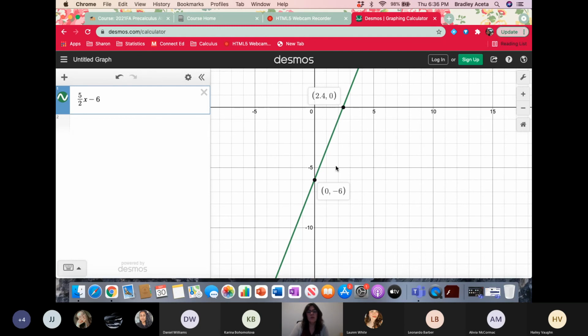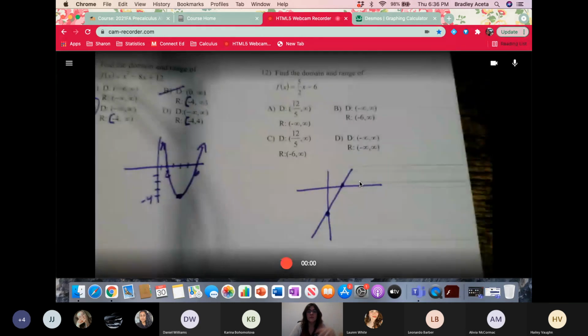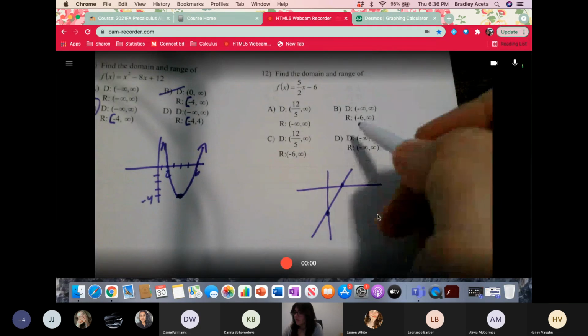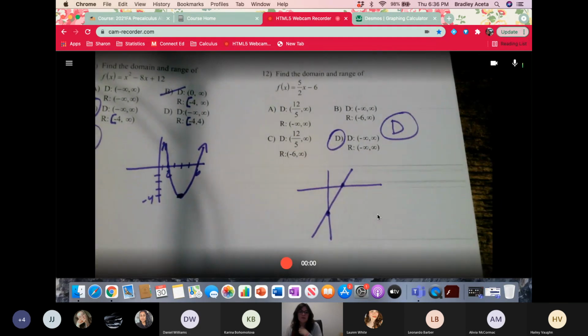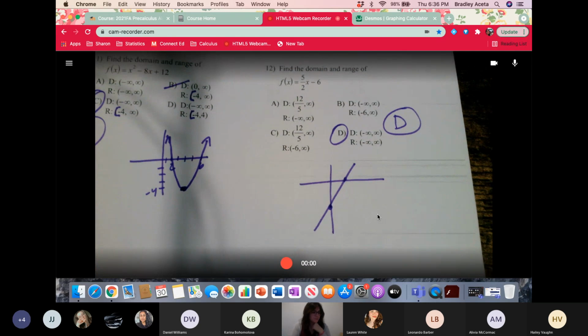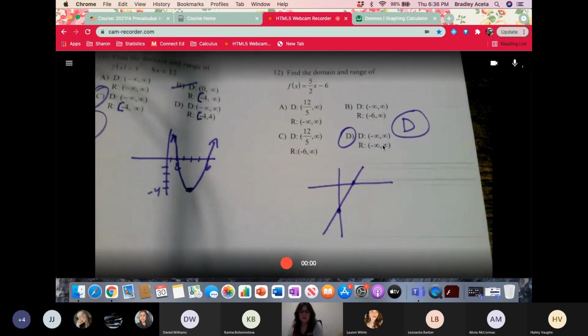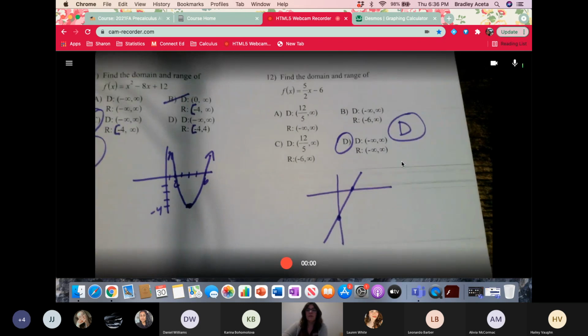How tall and how wide is this thing getting? Well, these are just going to keep growing because it's a line. All lines have a domain and range of all reals. So I feel like those are some gimme questions right there. Those are the first 12 questions of your test. I hope that makes sense.